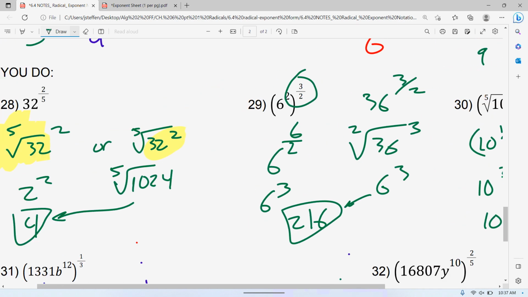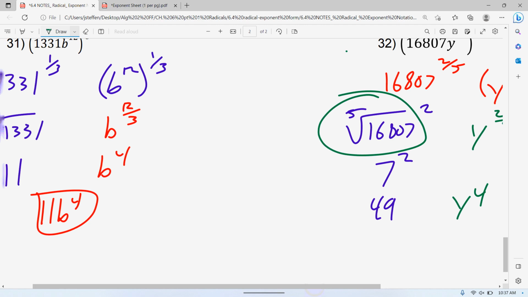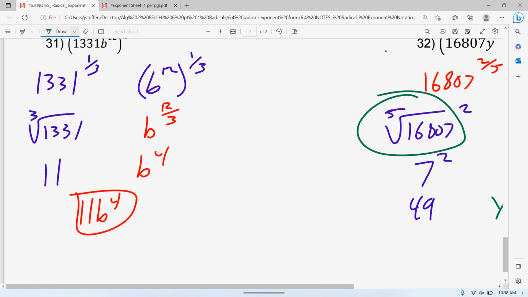I'm going to try to make sure the numbers are on your chart. So for instance, the fifth root of 16,807. If you don't know how to do the fifth root in your calculator, that's fine. You can use your chart. That's on there. Same thing with the third root of 1,331.